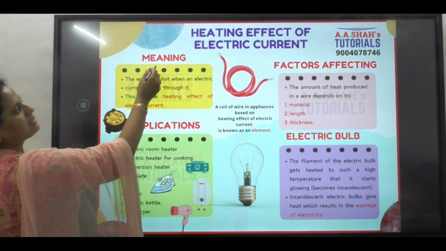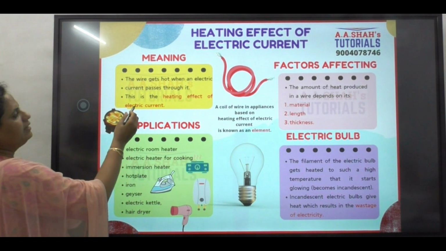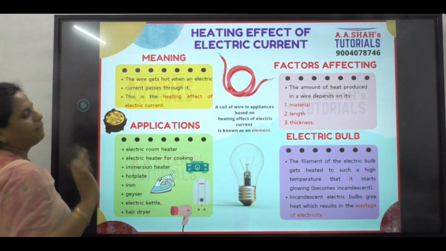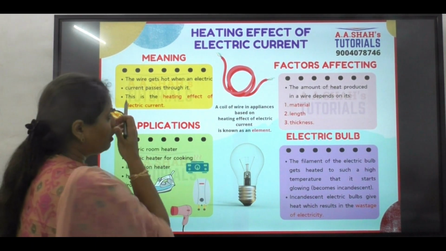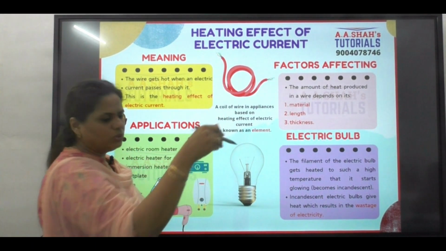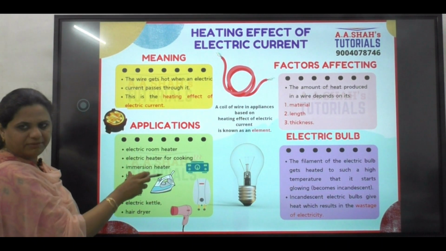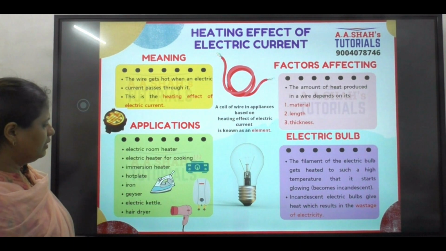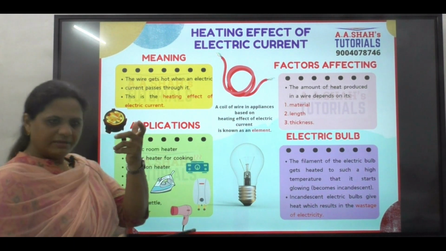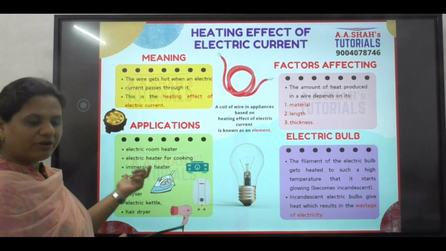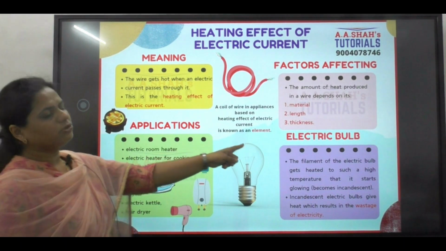So what is the meaning of the heating effect of electric current? A wire gets hot when electric current passes through it, right? So a coil of wire is used in these devices, like in an iron also there are wires inside, a heating element which is there inside, not a bulb. In these also there are applications, they have a coil of wire. That coil of wire is known as the element.